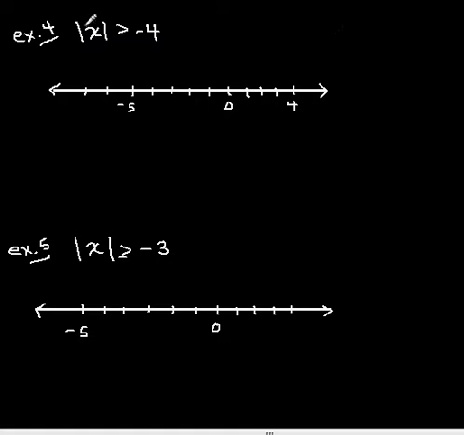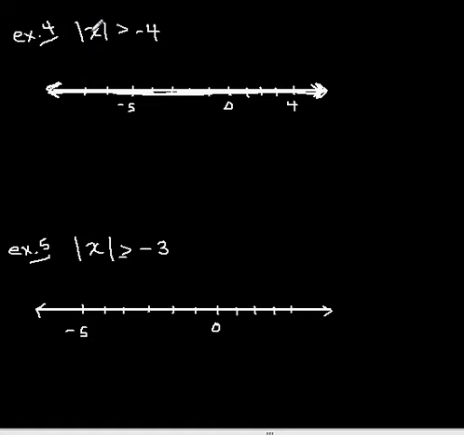The absolute value of a number is greater than -4. Well, this is different. This is greater than. Everything is going to be greater if it's made positive than a negative number. So if you have the absolute value is greater than a negative number, it's going to be all the numbers, because absolute values are all positive numbers, and all positive numbers are greater than a negative number. So you're going to color in everything.